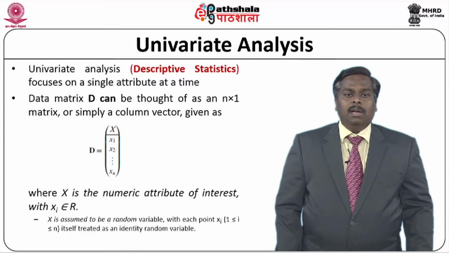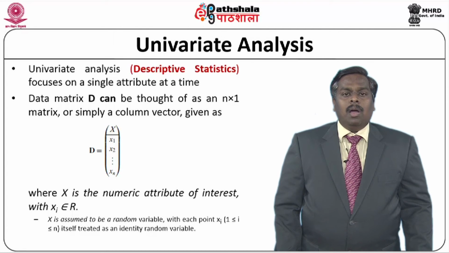When we are doing univariate analysis, the data matrix may be visualized in the form of an n by 1 matrix, where n is the number of rows and 1 is the number of columns. So, what does it mean? This univariate data may be represented as a single column vector, or the matrix contains exactly one column. Here the column will have values of the attribute, say x, that we are considering for analysis. So, x will have various values and the cells in the data matrix will have the corresponding values of x.